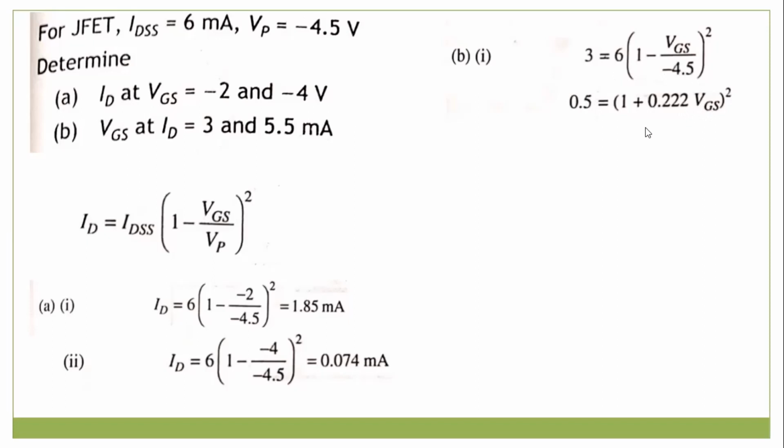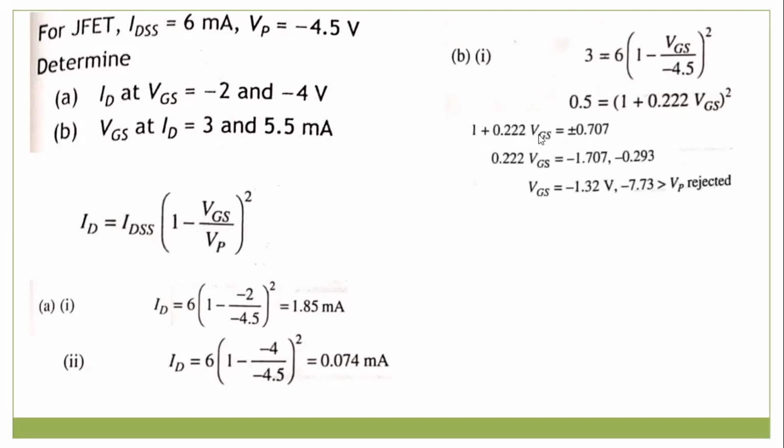Now how can I further simplify this? Take a square root on both sides, then we'll get 1 plus 0.222 VGS is equal to plus or minus 0.707. Now I need to find out the VGS only. So I'm considering 0.222 VGS is equal to, if I take this 1 to the right side, that will become minus. So it will become minus 1.707. After that, we'll go for finding what VGS is. VGS will be minus 7.69.